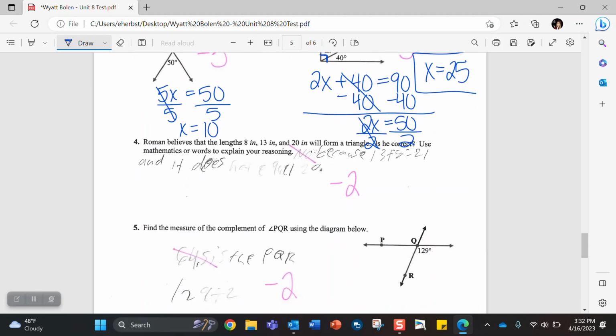Number 4 goes back to the multiple choice question that had 3 parts. I think it was number 4 for A, B, and C. It says he believes that these 3 side lengths form a triangle. Is he correct?